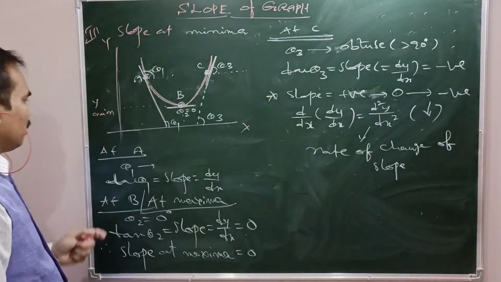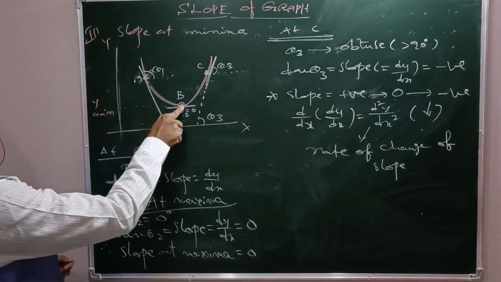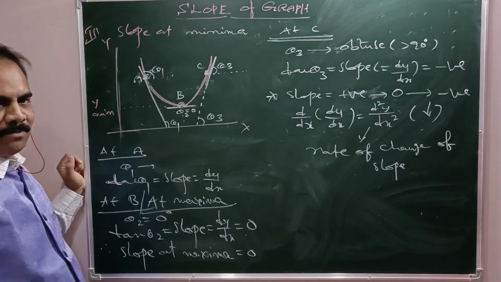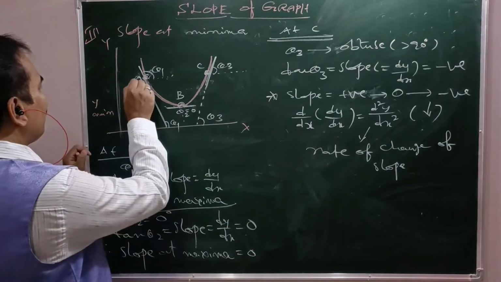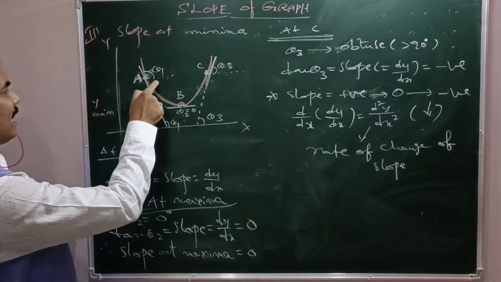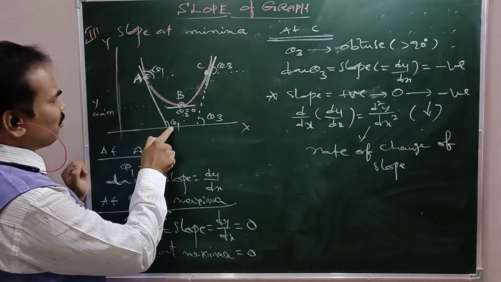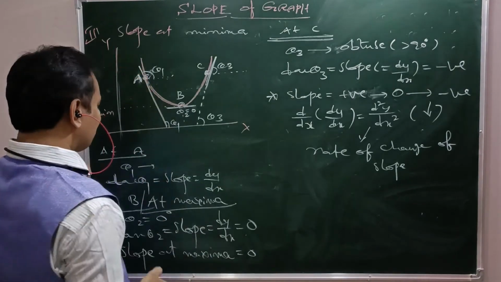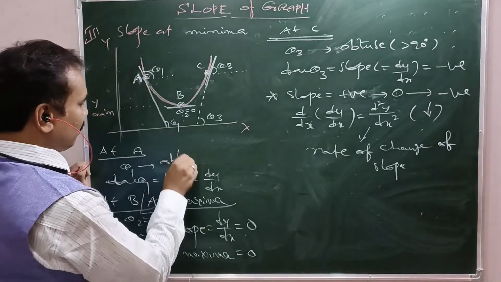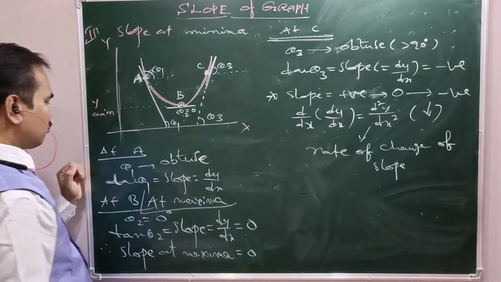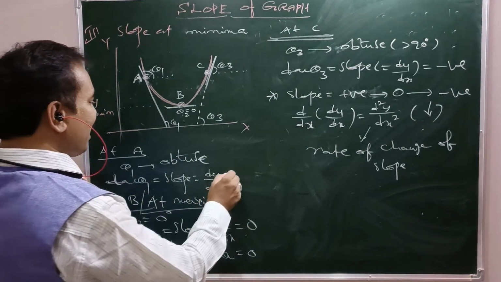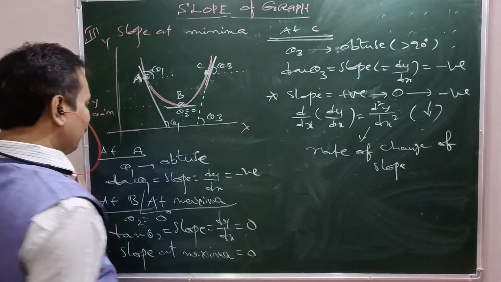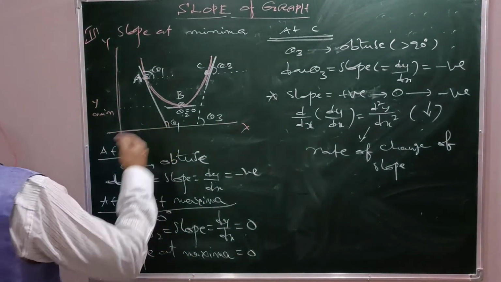Coming to point A, at point A, theta 1. Is it obtuse or acute here? This is more than 90 degrees. So theta 1 is an obtuse angle. So tan theta 1, that is slope, equals dy by dx. What about the tan of an obtuse angle? Negative, right?